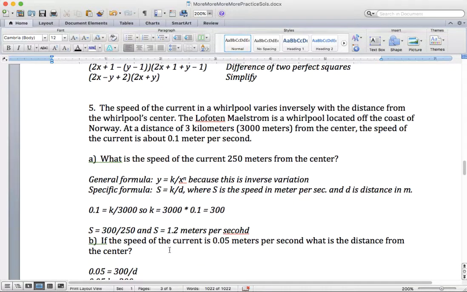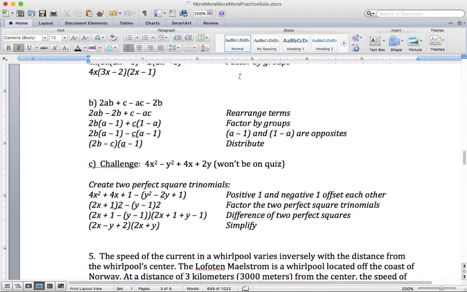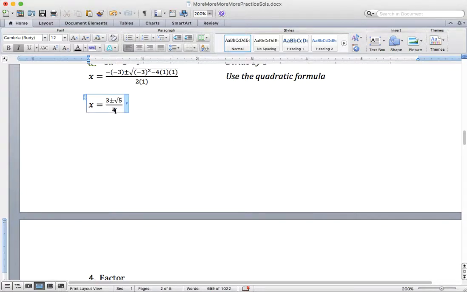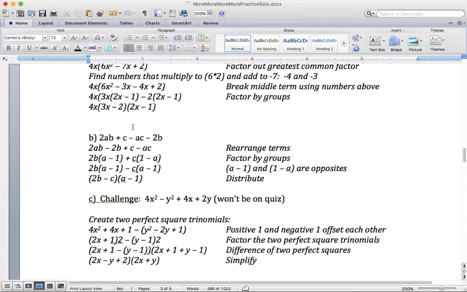So when I replace in our formula the distance with 250 meters, I get S, the speed, is equal to 350 divided by 250, or S is equal to 1.2 meters per second. Let's change that to an N. Okay, and actually up here, let's change our other mistake that we made. Change this to a 2.